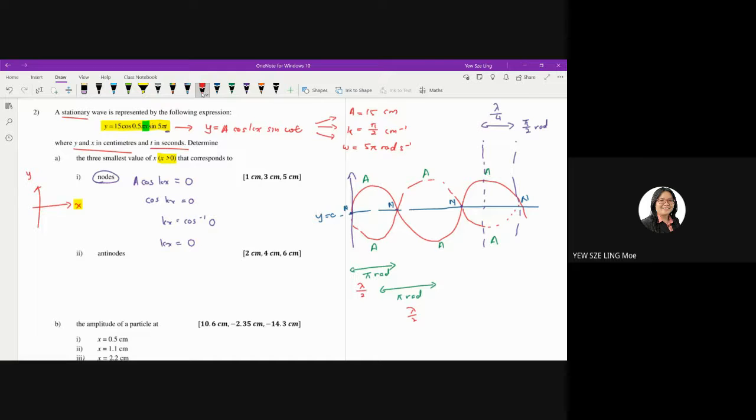But what we do know, if you look at the diagram again, is that the distance between node and node is pi radian. That is very crucial. So the distance between node and node is pi radian. If the first node is located at x equals 0, then the second node would be located at pi radian. And then, cos negative 1 of 0. Wait, let me calculate. I think I pressed the wrong button.